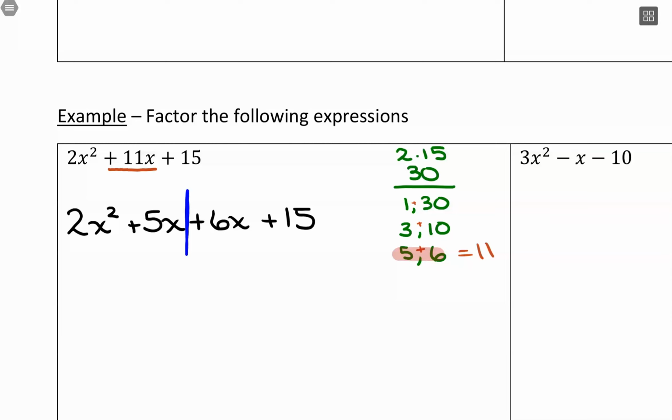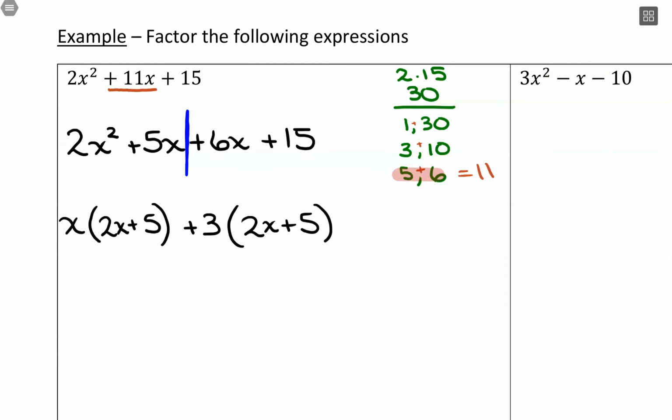So on the left-hand side, there's a common factor of x. So that'll leave me with a 2x plus 5. On the right-hand side, there's a common factor of positive 3. And that'll leave me with 2x plus 5. So I have this common factor of 2x plus 5, so I'm going to factor out 2x plus 5, and that'll leave us with x plus 3. And if we want to double check it, just FOIL it out, and you should end up back at the original expression.